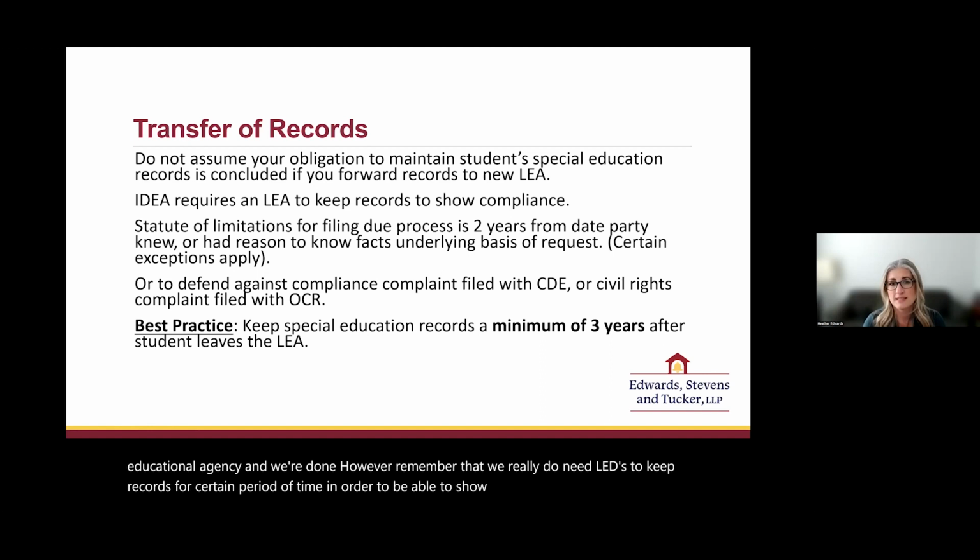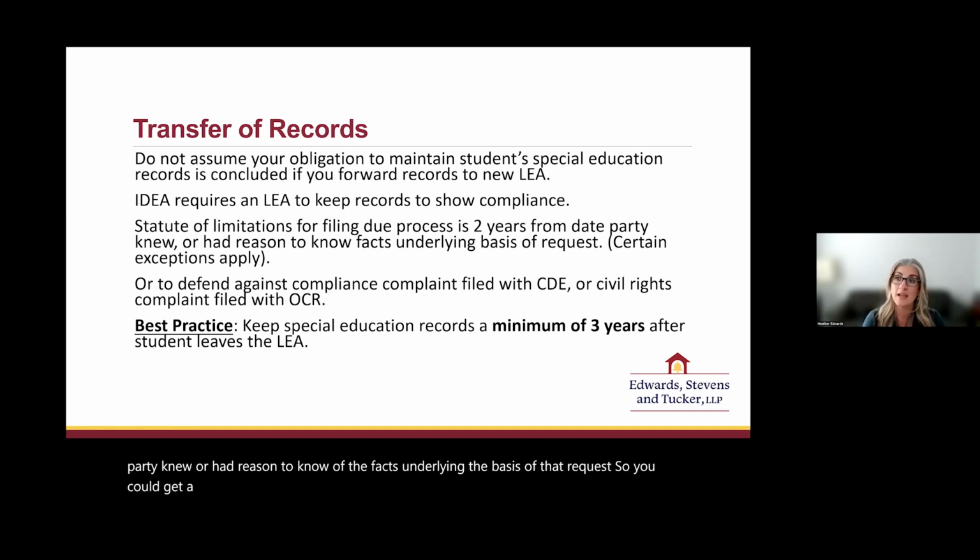So remember that the statute of limitations for filing due process is 2 years from the date that a party knew or had reason to know of the facts underlying the basis of that request. So you could get a due process complaint today regarding a student who is alleging a denial of FAPE back in February of 2021. And we would need to have some records to be able to defend ourselves about whether or not the student was receiving FAPE over the last 2 years.